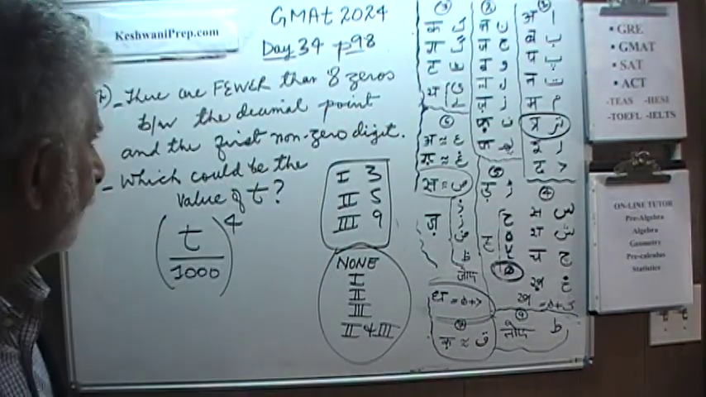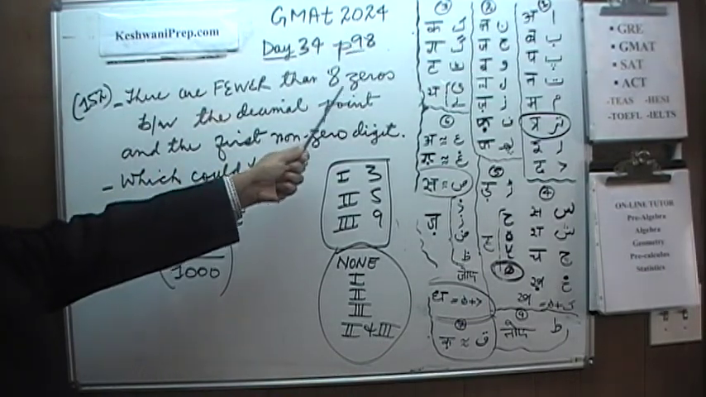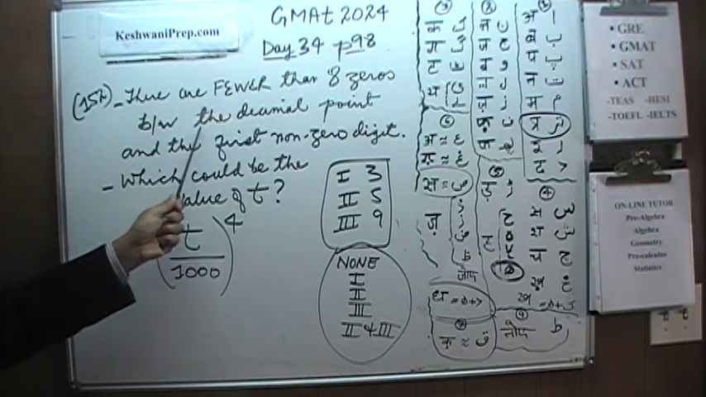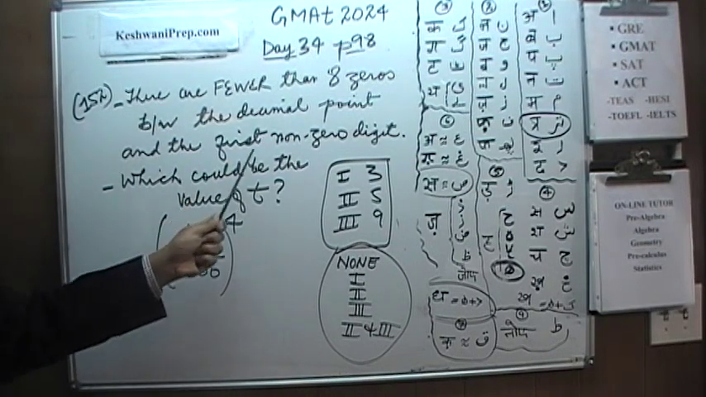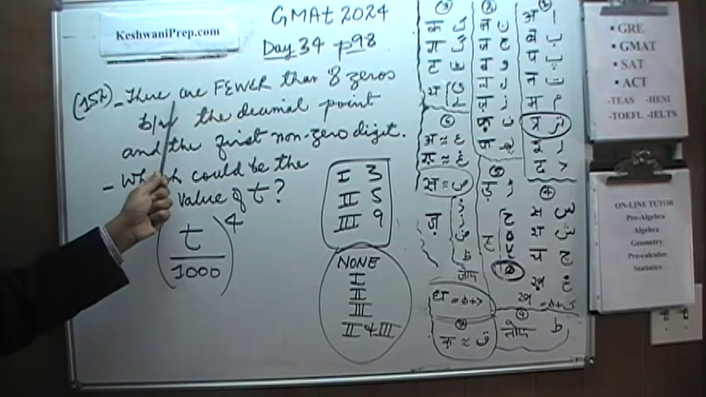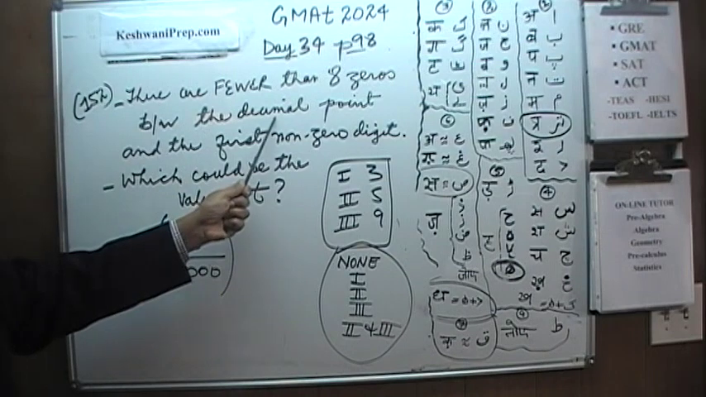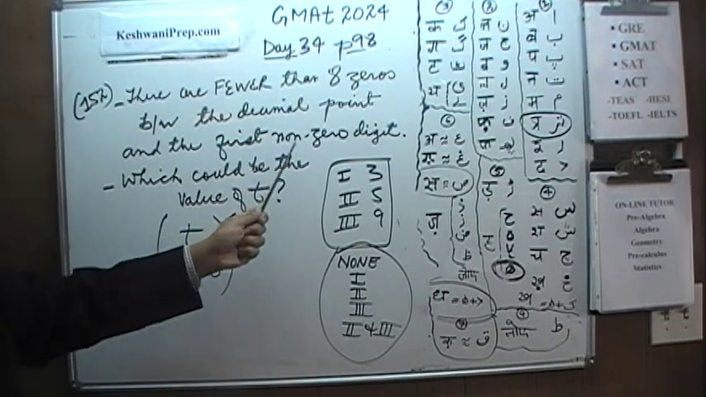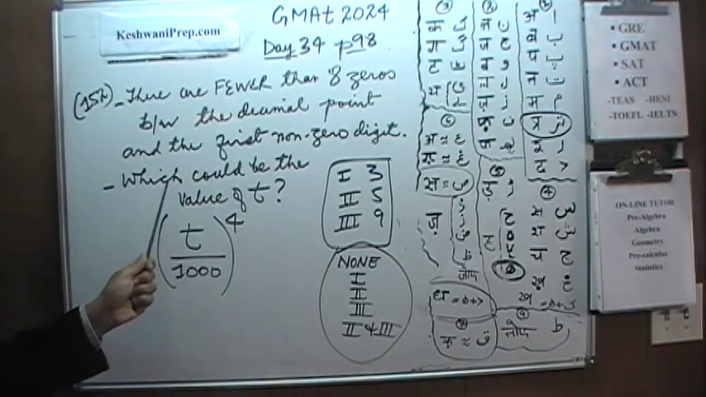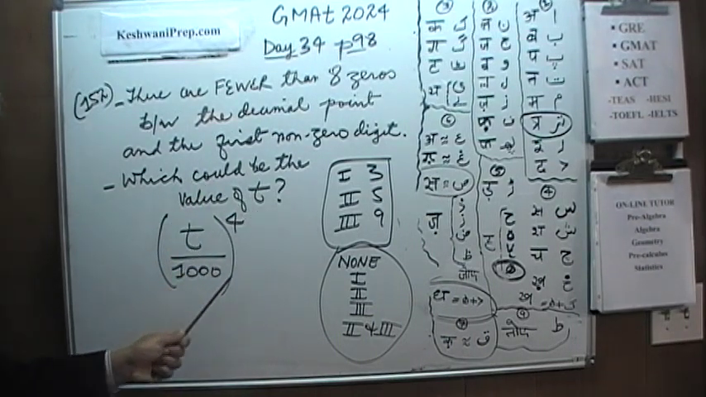Here we go. Number 152, we are told that there are fewer than 8 zeros between the decimal point and the first non-zero digit. I'm going to read one more time. We are told that there are fewer than 8 zeros between the decimal point and the first non-zero digit. The question simply is, based on that fact, which could be the value of t? And this is the expression here.